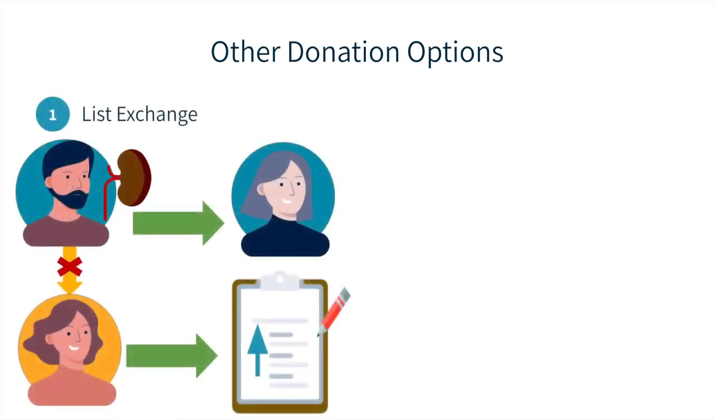In cases of blood group incompatibility, or in cases of a positive cross-match, the KPD program is the preferred option. However, other options are possible, including list exchange and desensitization. List exchange occurs when a living kidney donor donates a kidney to someone on the waiting list in exchange for their intended recipient receiving higher priority for a kidney on the deceased donor waiting list.